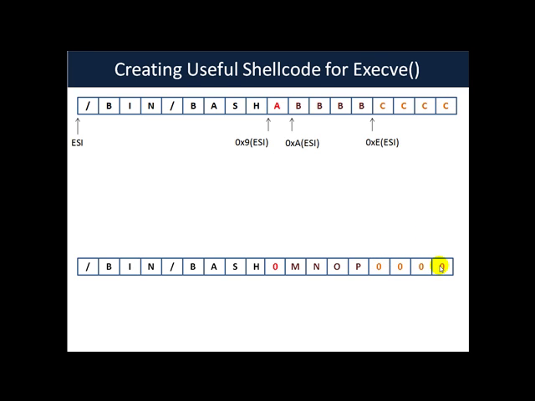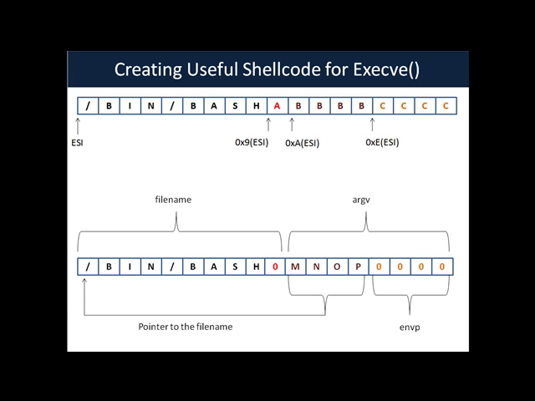So exactly what do we have in memory right now? Well, /bin/bash terminated with a null is the file name. Now MNOP together is the address which is pointing to the file name, right? So this is a pointer to the file name itself. That is what is stored in these 4 bytes here. And then finally we have another 4 bytes, which is a null. From a file name standpoint, we have the entire file name.